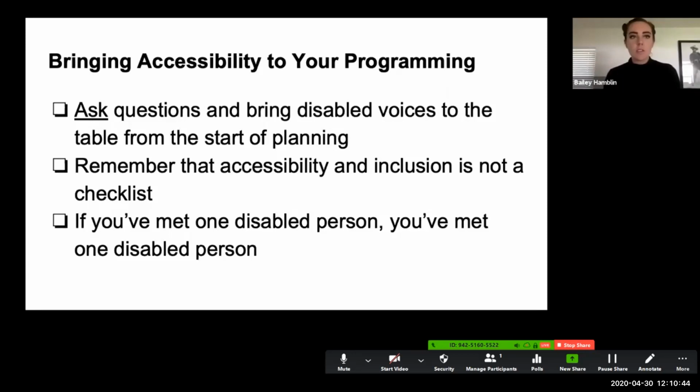We're listening to those voices. We're putting their asks and demands into place. And then again, that flexibility piece, realizing that one form of accessibility or one fix is not going to work for everybody, but trying our hardest to be flexible and work on a person-by-person basis. So that's a great place to start in terms of bringing accessibility to your program.